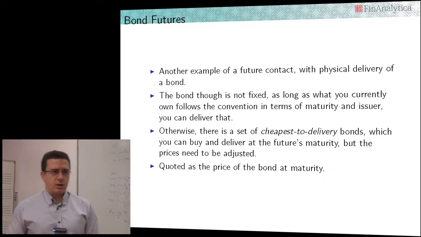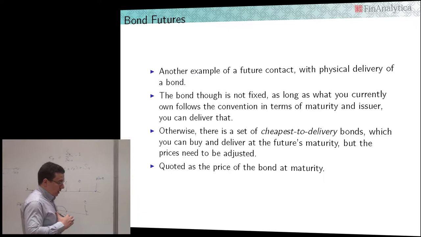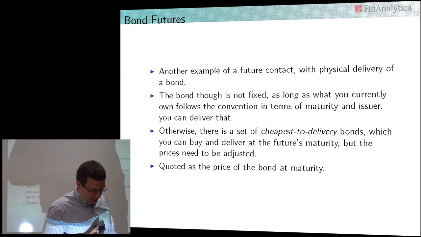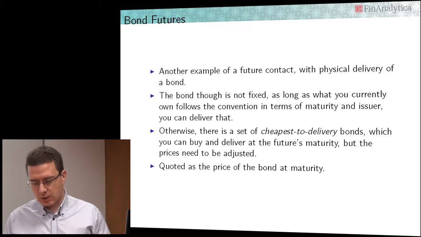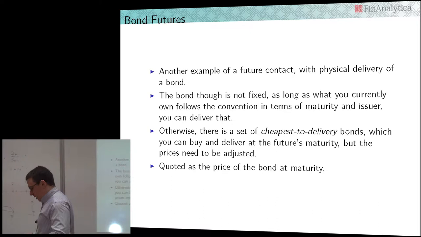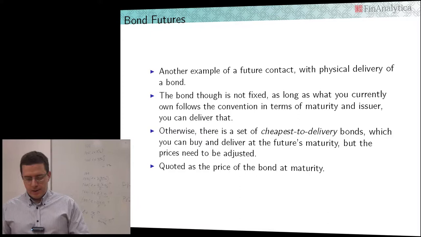But the main thing is that there is a pool of bonds which are so-called cheapest to delivery bonds, and the guidance, as I mentioned, the 2 years and six coupons, they are adjusted when you take into account the different bonds and the conversion ratio.